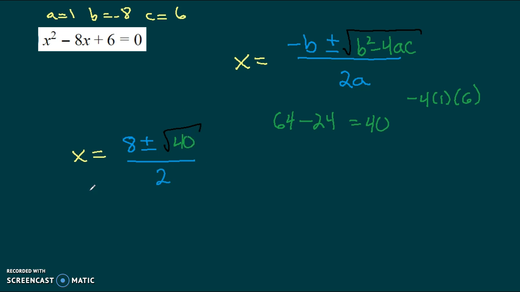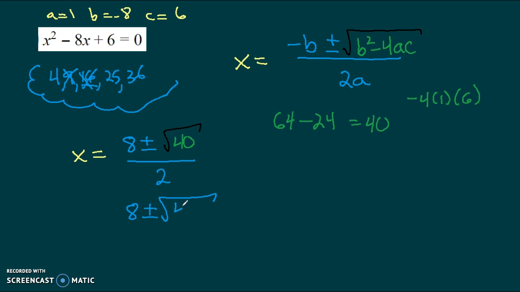So 40, I've got this list in my head of 2 times 2, 3 times 3, 4 times 4, and so on and so forth. The biggest one of these that goes into 40 will be 20 or less than 20. 16 does not go into 40, 9 doesn't go into 40, but 4 does, 10 times. So that's giving me 8 plus or minus the square root of the perfect square and whatever's left, all over 2.